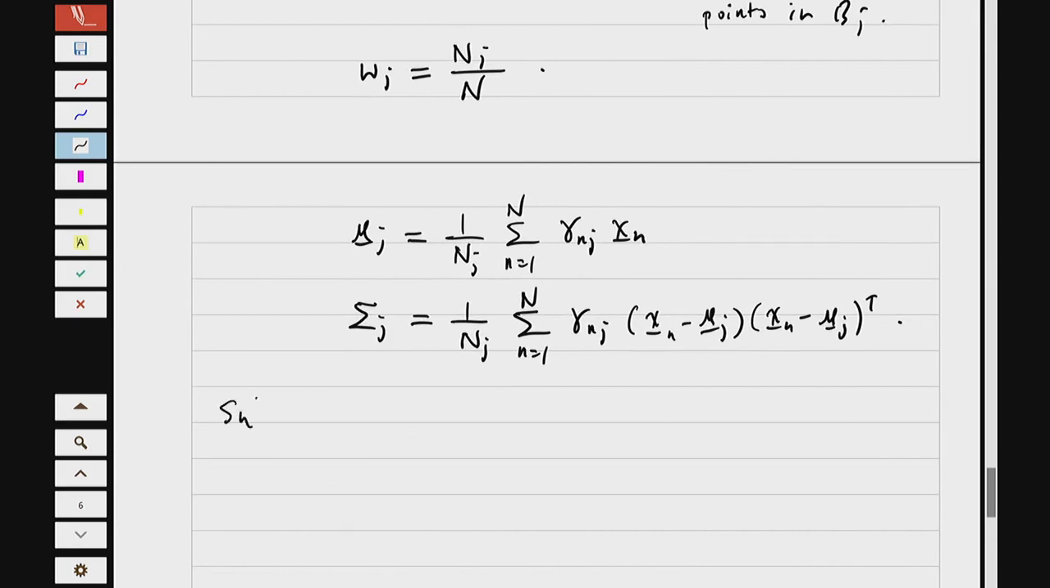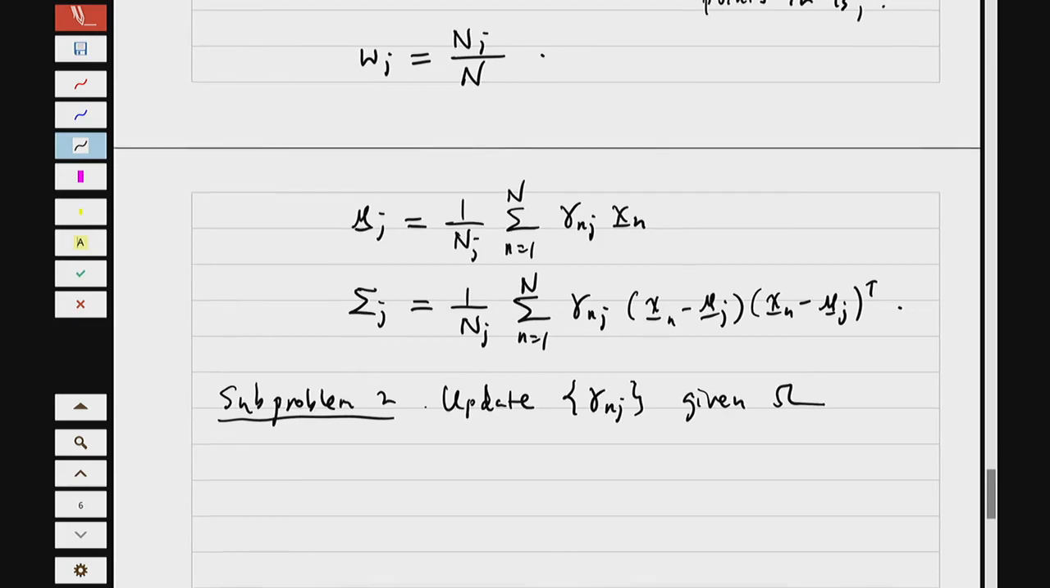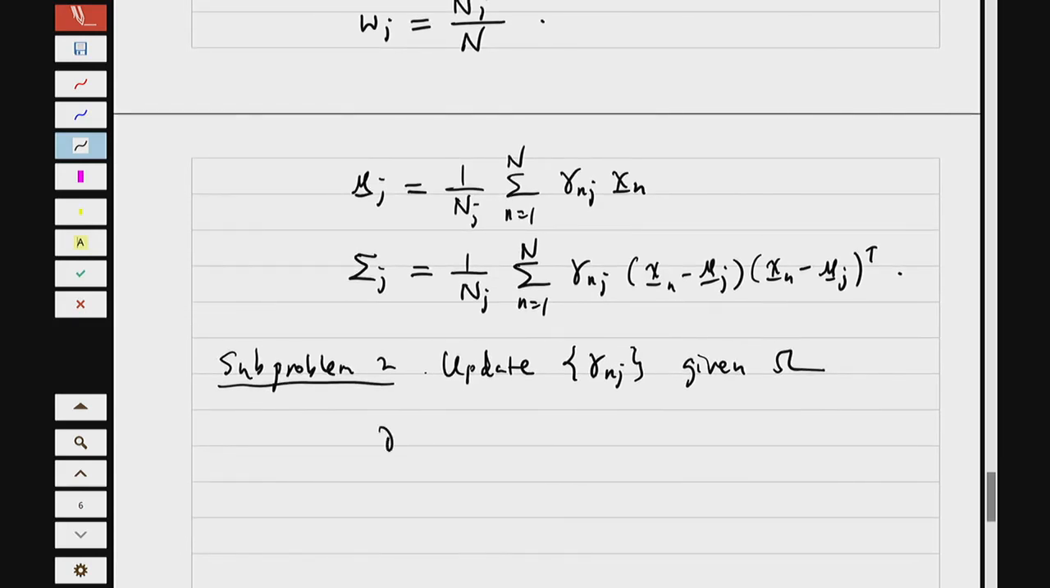So we're done with subproblem 1. How about subproblem 2? Well, of course, now we have to update the soft membership, which is gamma nj, given the parameters of those bumps. So how do we calculate this? Just simply saying that this is the probability, the likelihood that that point will be in this bump, pretty much. The fraction of the point that's inside the bump.